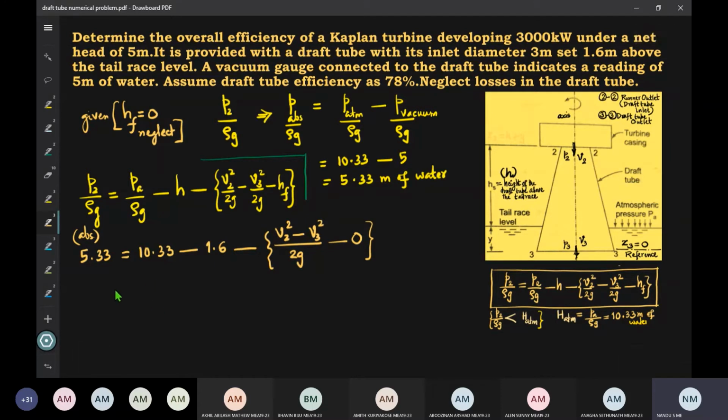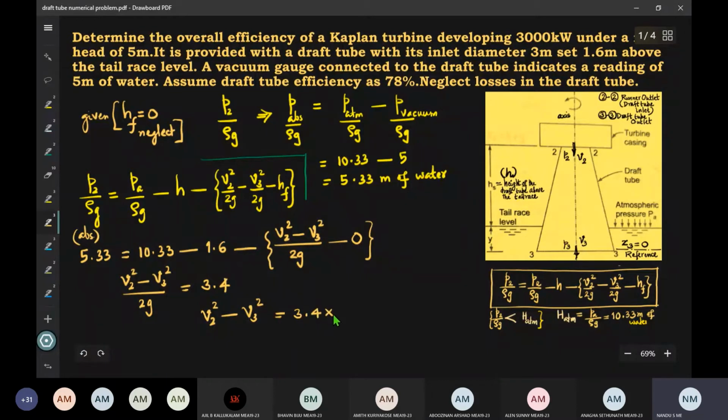So what do you get now? Could you please tell me the values now? I want an expression for V2 square minus V3 square divided by 2G, 3.4 meters. Now from this you cannot separate V2 and V3, but at least you can form a relation between V2 and V3. So V2 square minus V3 square is equal to 3.4 into 2G. Please operate that: 3.4 multiplied by 2 into 9.81. So please take the product.